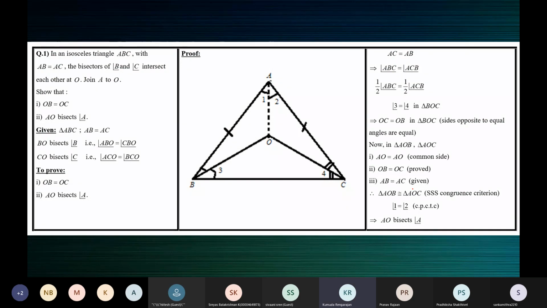And then to prove that AO bisects angle A, for that first we have to prove that triangle AOB is equal to triangle AOC. But to prove that AO bisects angle A, we need to prove that angle 1 is equal to angle 2.